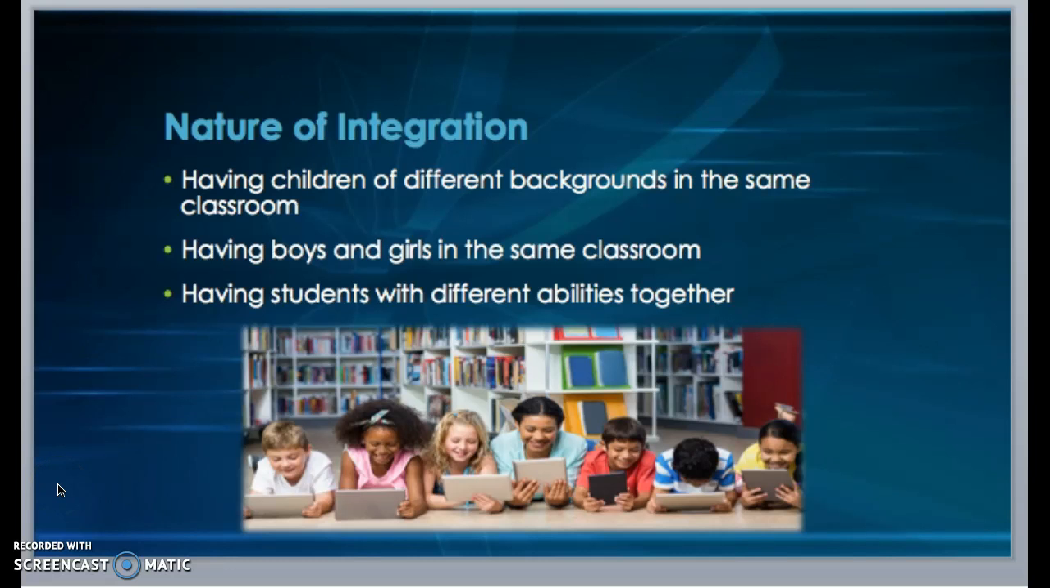First, we're going to begin with the nature of integration. The concept of integration occurs in many different contexts. In some school settings, it refers to having children of different races or ethnic backgrounds together in the same classrooms. In others, it refers to having boys and girls in the same classroom. And in still others, it may involve having students with different abilities together as an inclusive classroom in which special needs students participate in general education classrooms. In these cases, the notion of mixing together is involved.